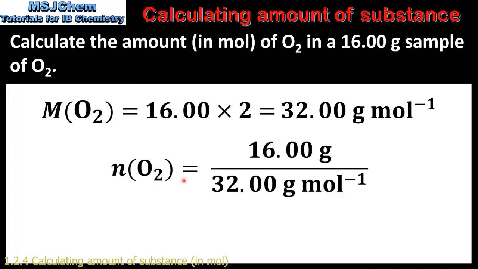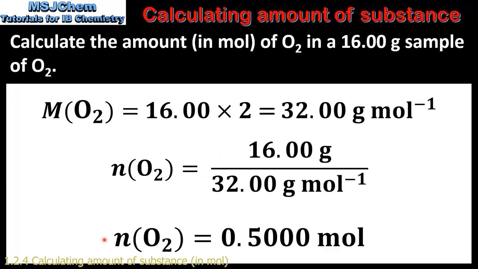In the next step, we divide the mass of oxygen by its molar mass. So that's 16 grams divided by the molar mass, which is 32 grams per mole. And this gives us the amount of oxygen, which is 0.5 moles.